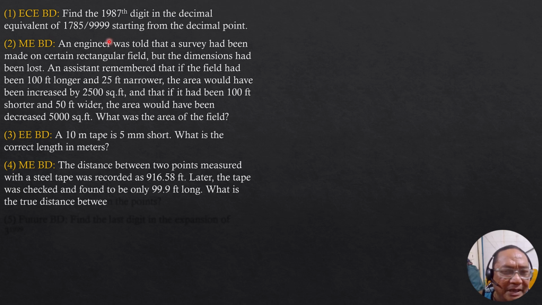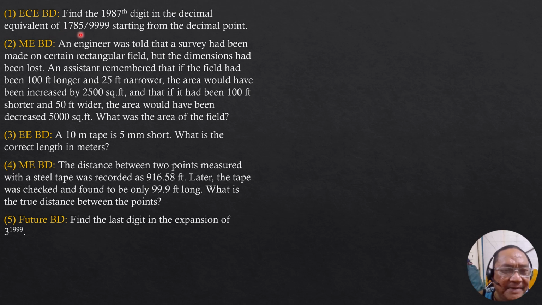For the solution, let us use our calculator to display the decimal equivalent of 1785 divided by 9999. Of course, the calculator is limited. It will only display a certain number of digits. So it is the 1987th digit that is required in this problem. But notice that the digits 1785 are repeated continuously.